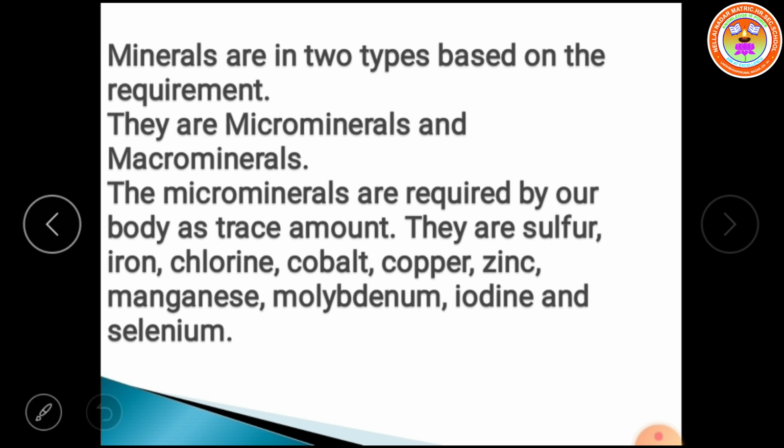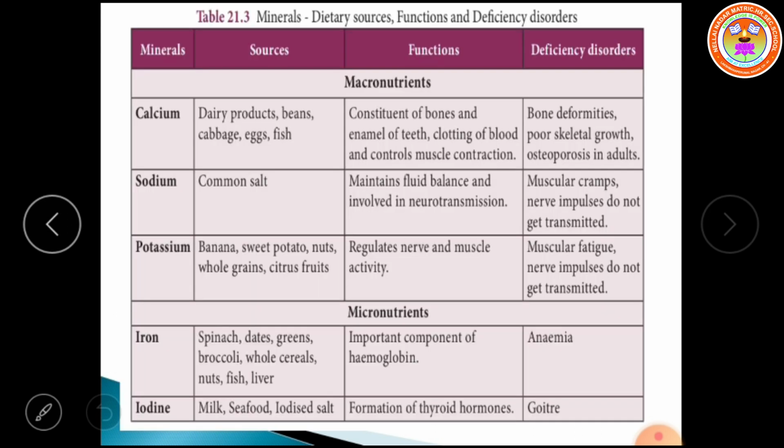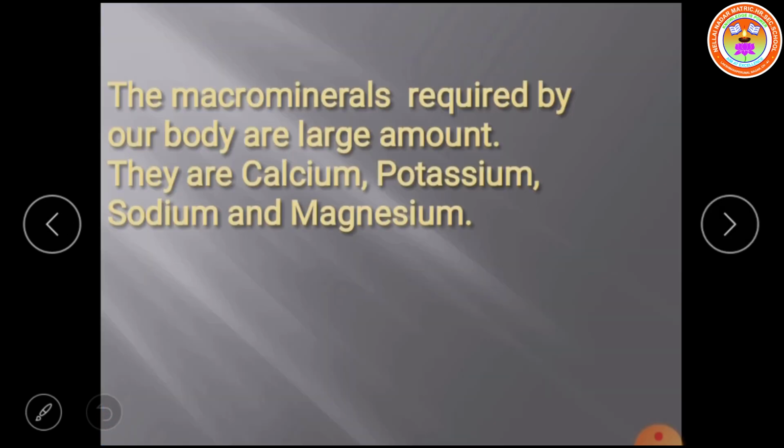Iron deficiency in the blood causes what? Anemia. Iodine deficiency in our body causes goiter. Iodine is very important for thyroxine production. Next, you will see the different sources of micro and macrominerals.